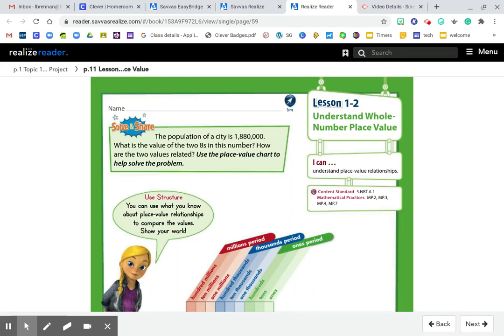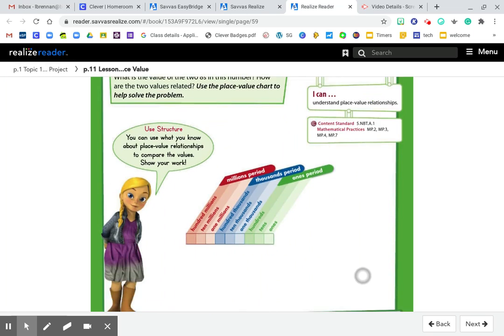All right, today we are going over understanding whole number place value. So it's a little bit of a review, and we're going to be working with numbers that are greater than 1 and greater. So whole numbers, not decimals. You can use what you know about place value relationships to compare the values and show your work.